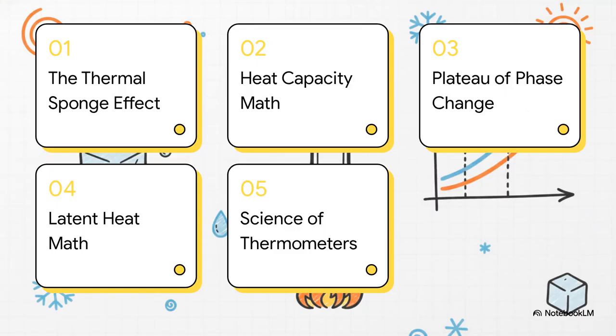All right, here's our roadmap for today. We're hitting the thermal sponge effect, doing a step-by-step on heat capacity, checking out the plateau of phase change, breaking down latent heat, and finally looking at the science of thermometers. Let's get right into it.